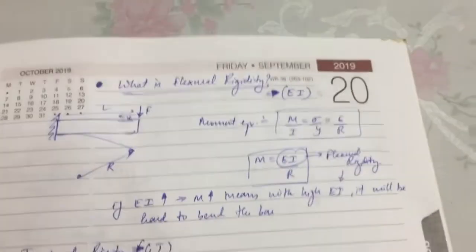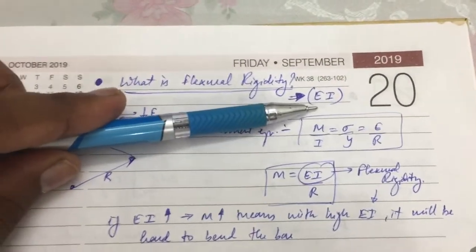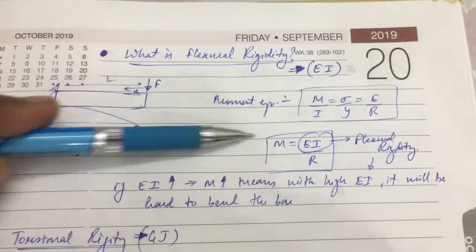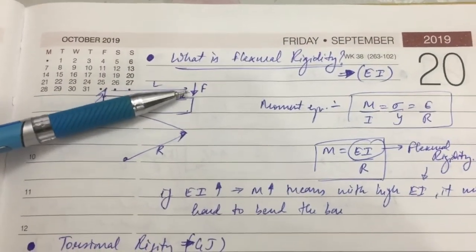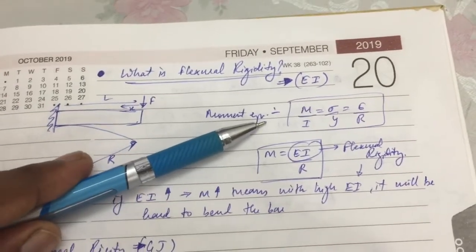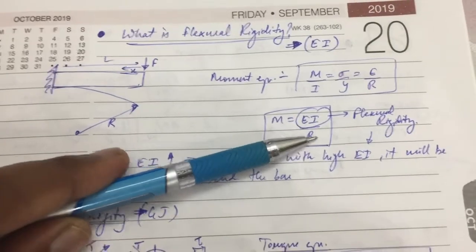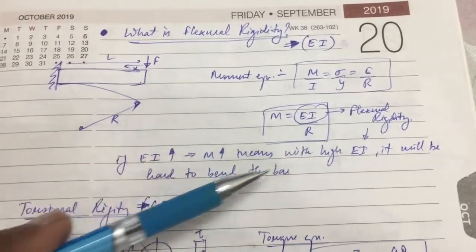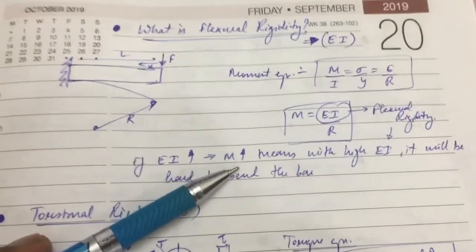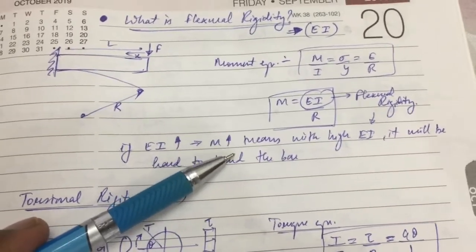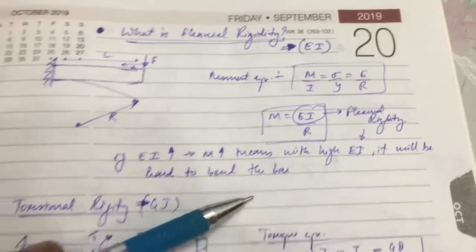Next is what is flexural rigidity. Flexural rigidity is nothing but E times I, elasticity times moment of inertia. From this beam which is bent due to the shear force, from the moment equation we can evaluate the moment is equal to EI by R. So EI is the flexural rigidity. It means that if the flexural rigidity is high, the moment of inertia is very high, and that means the beam or the bar won't bend easily.